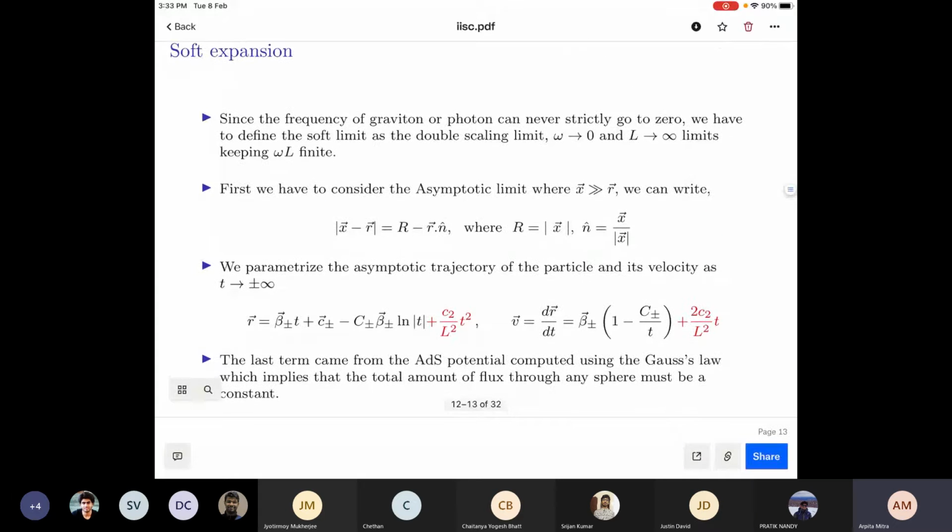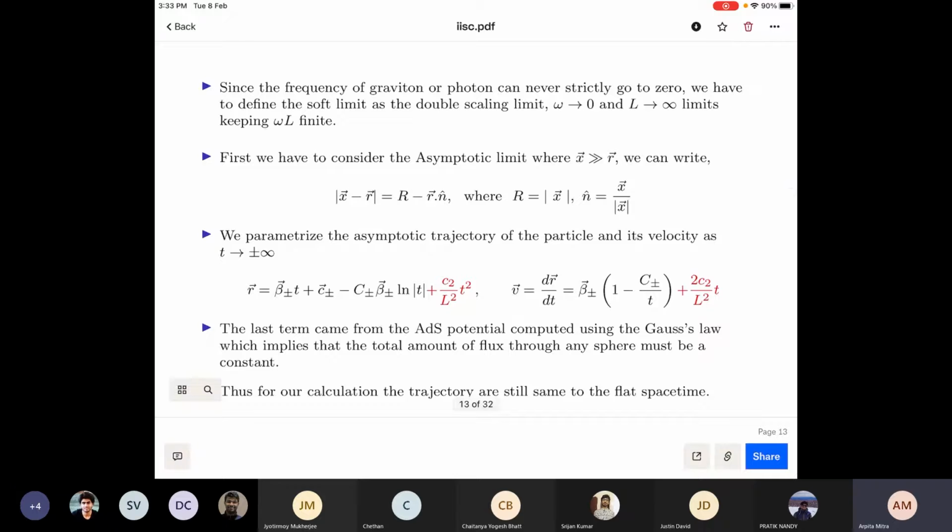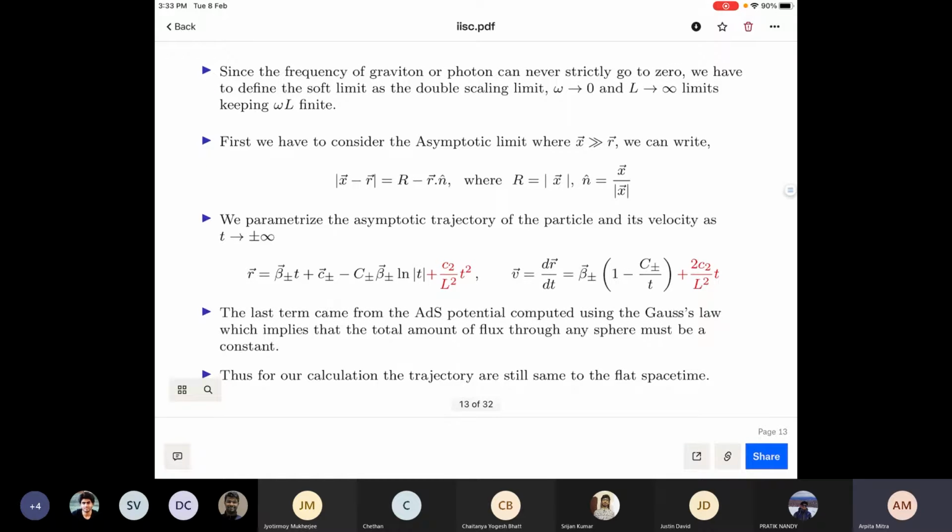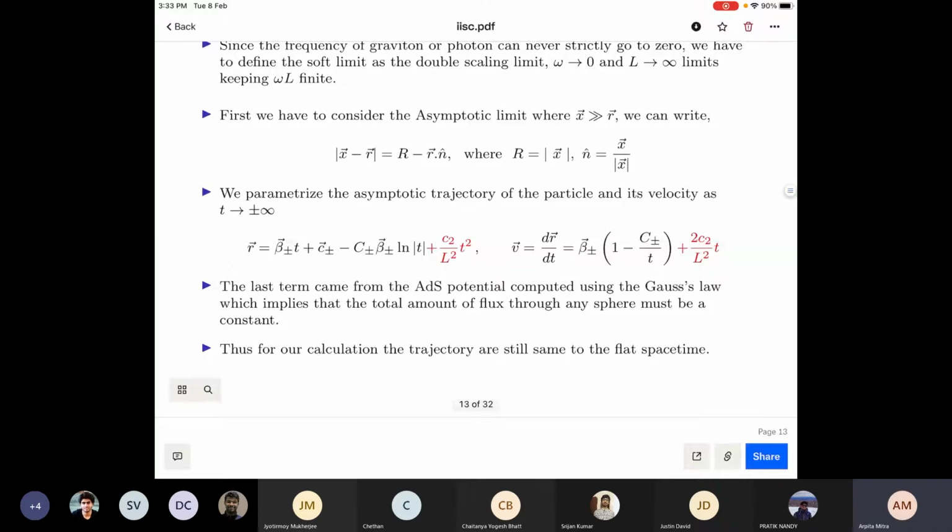Yeah, so during this soft expansion, we also have to consider an asymptotic limit where the observer distance is much, much larger than the probe particle position or probe particle trajectory. In this limit, we can simplify the distance between the probe particle and the asymptotic observer in this way, where n cap is the direction of the observer, the unit vector along that direction. The main point is that we have to parameterize the asymptotic trajectory of the probe particle and its velocity as t goes to plus minus infinity.